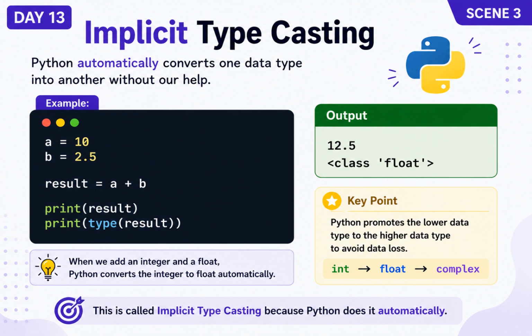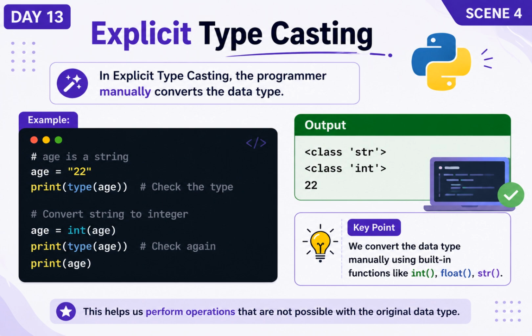Now let's see explicit typecasting. Explicit means manual conversion. Here, the programmer tells Python exactly which data type to convert to. So, in this example, the value 22 is stored as a string. Using int, we manually convert it into an integer. Now, Python understands it as a number instead of text. So whenever you use functions like int, float or str, you are performing explicit typecasting.